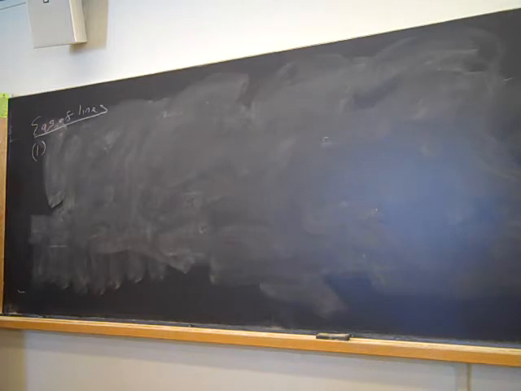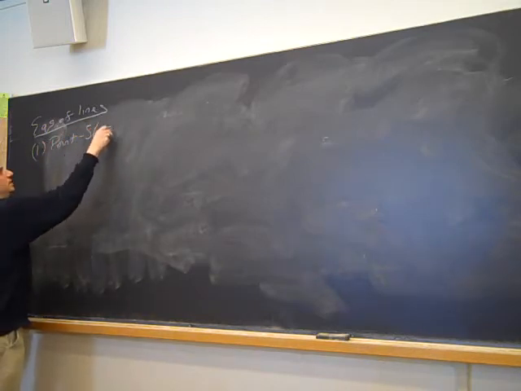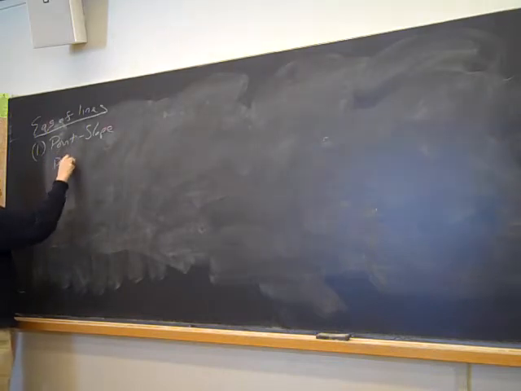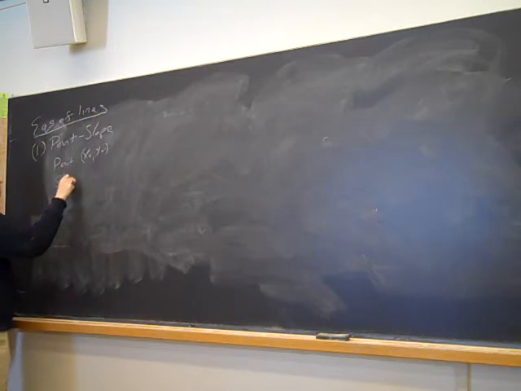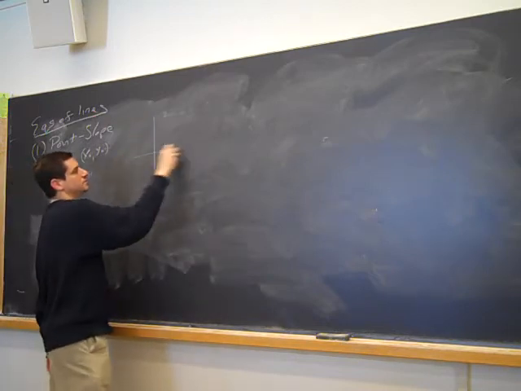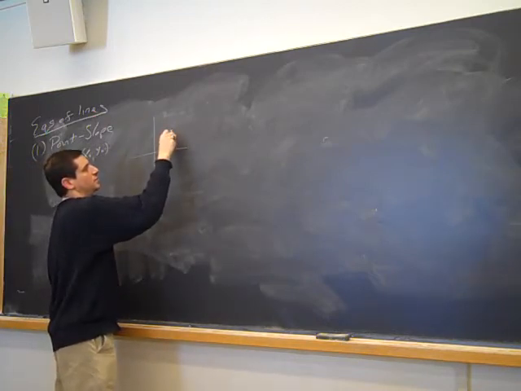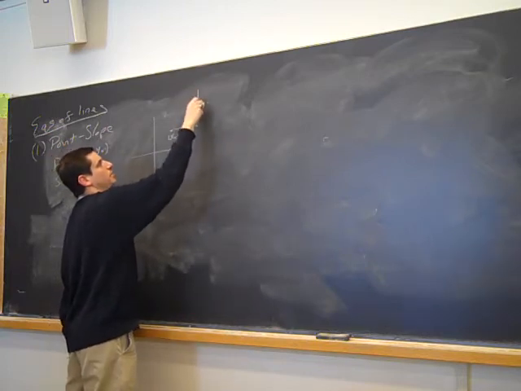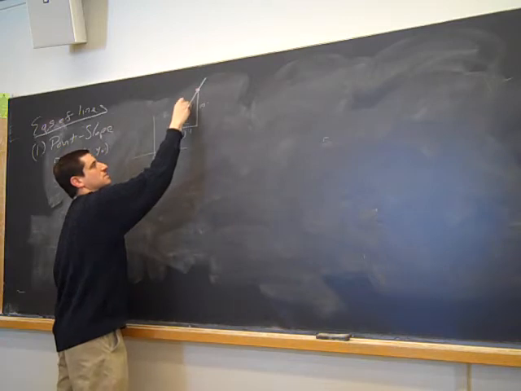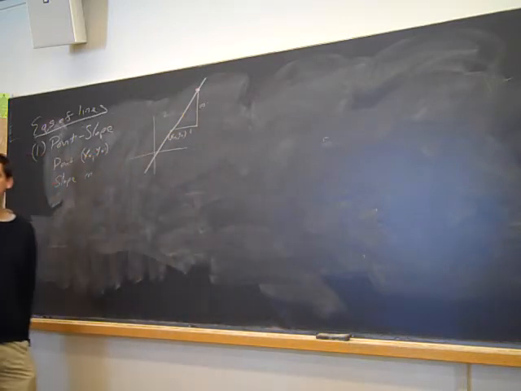Yes? Point slope form. My personal favorite. I give you a point, say x naught, y naught. I give you a slope, m. Here's x naught, y naught. I go over 1 unit. I go up m units. And I use that to get the equation of a line.